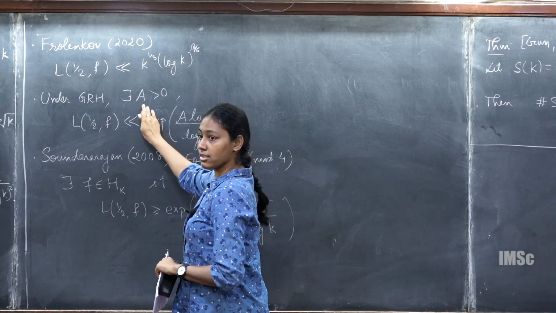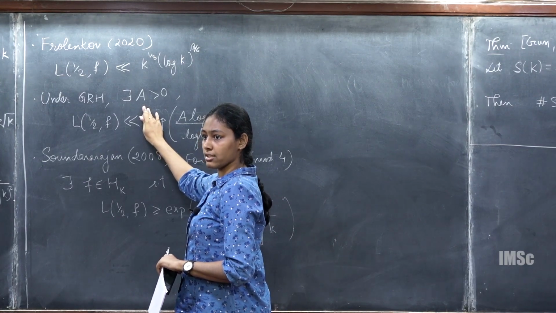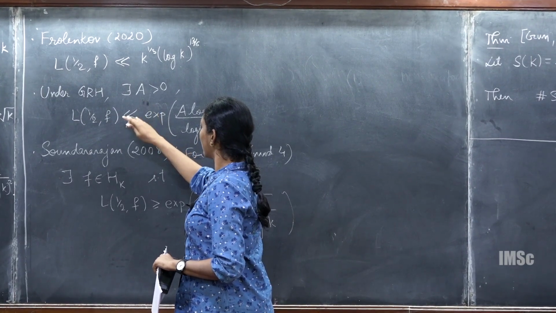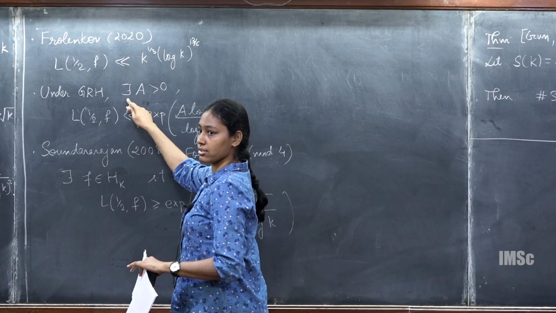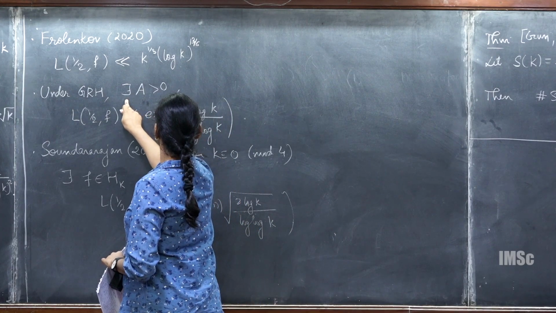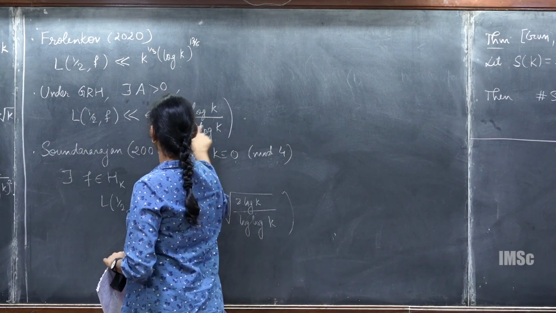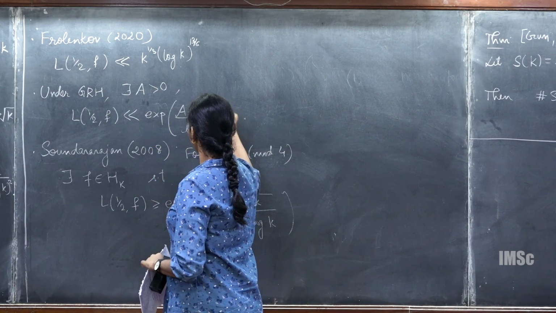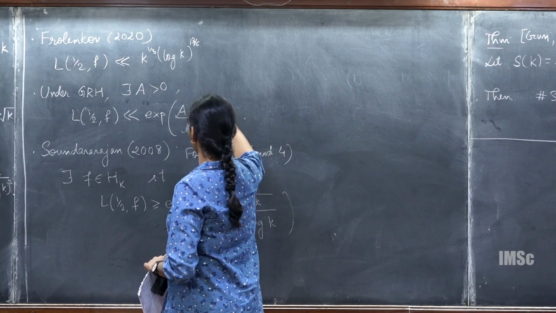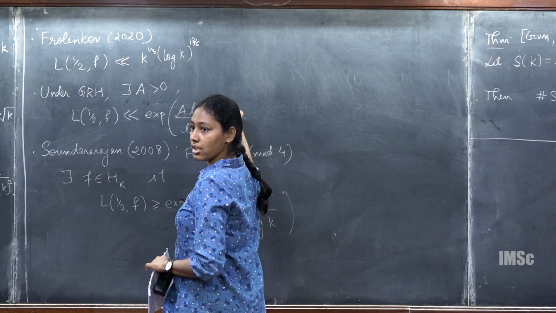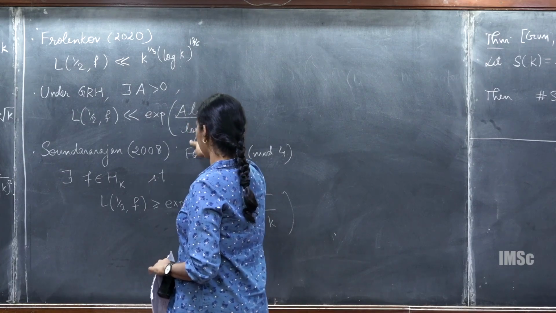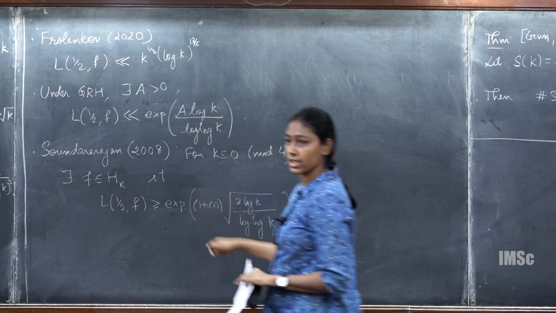Ha, this A. It should be greater than 1/3, you're saying. I'm just saying there exists some constant. No, here you have k to the 1 by 3 also. Here you don't have that. Okay, yeah. So it will be A by log log k.